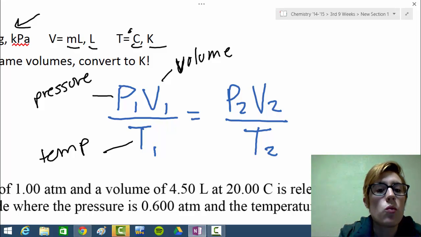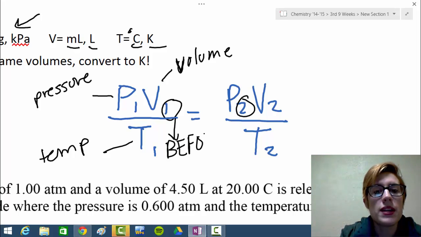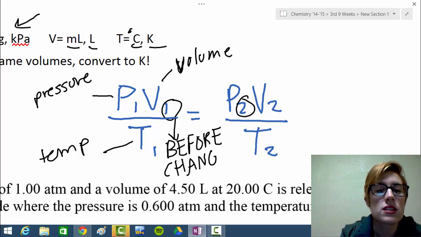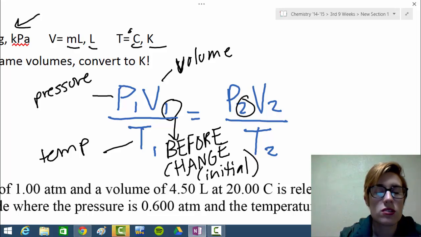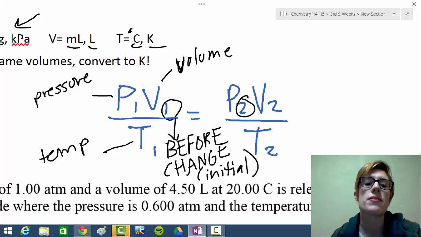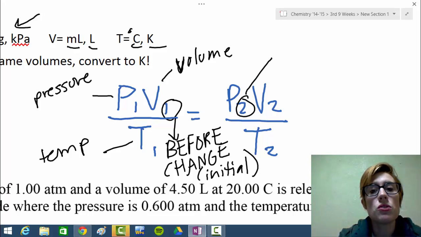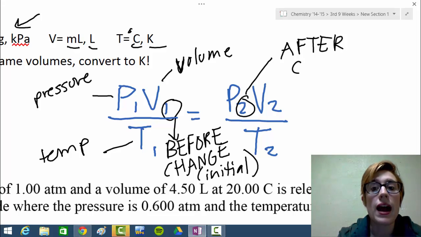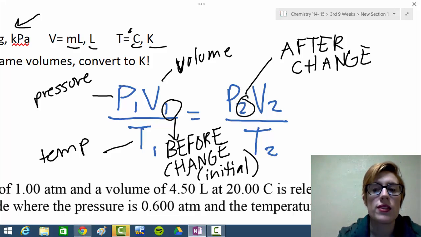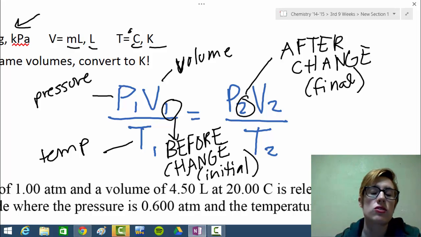And now let's talk about the ones and the twos, okay? The 1 stands for the pressure, volume, and temperature before a change occurred in the gas. So think of this as being the initial conditions. It's the initial pressure, the initial volume, the initial temperature. The 2 stands for the pressure, volume, and temperature after a change occurred. This is also known as the final pressure, the final volume, or the final temperature.